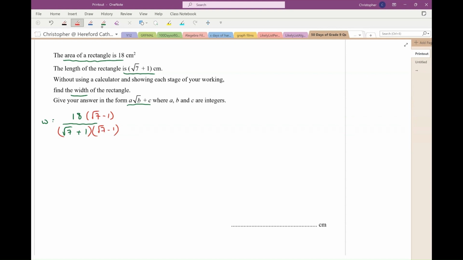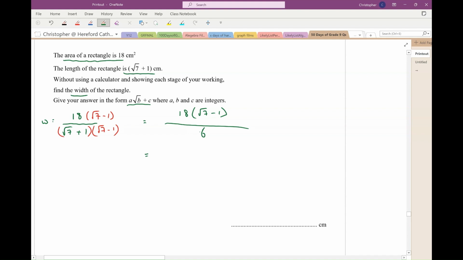So on the top, I'm going to leave it as 18 times root 7 minus 1. And on the bottom, I'm going to get root 7 times root 7, so that's 7. Then the middle terms will disappear, and then I'll get minus 1. So on the bottom, I'm just going to get 6. Now, the reason I left the top as it was, because now I can cancel really easily.